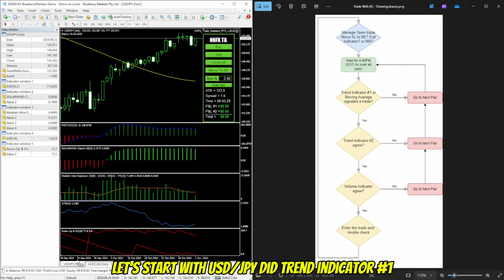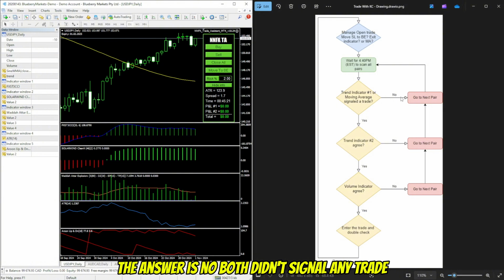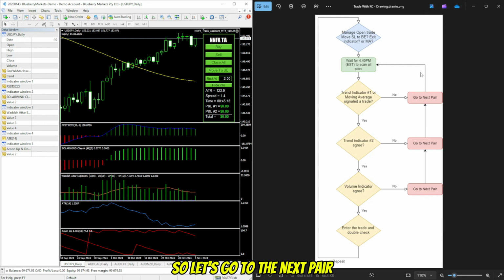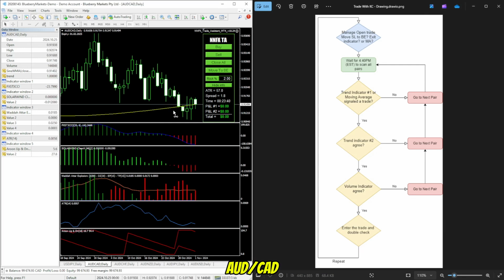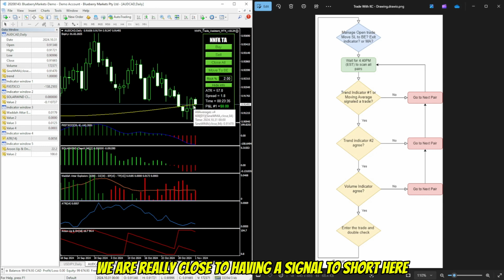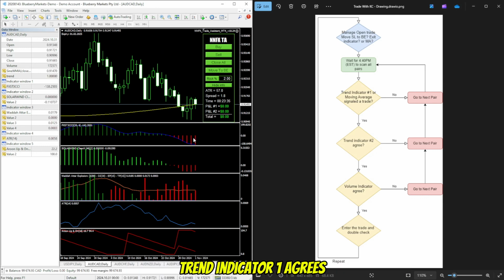Let's start with USD JPY. Did trend indicator number 1 and the moving average signal the trade? The answer is no. Both didn't signal any trade. So let's go to the next pair. AUD, CAD. Based on the moving average, we are really close to having a signal to short here. Trend indicator 1 agrees. Trend indicator 2 as well.